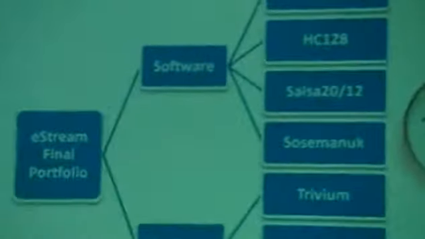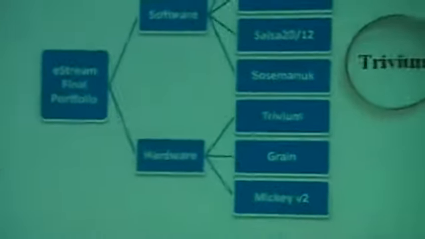This is the final portfolio after the revision in September 2008. There is a total of 7 ciphers that have been selected, and our focus is Trivium. As you can see, Trivium is a hardware-based stream cipher, and our attack is a hardware-based attack. So it's very relevant from that point of view: mounting a hardware-based attack on a stream cipher which is hardware-focused.